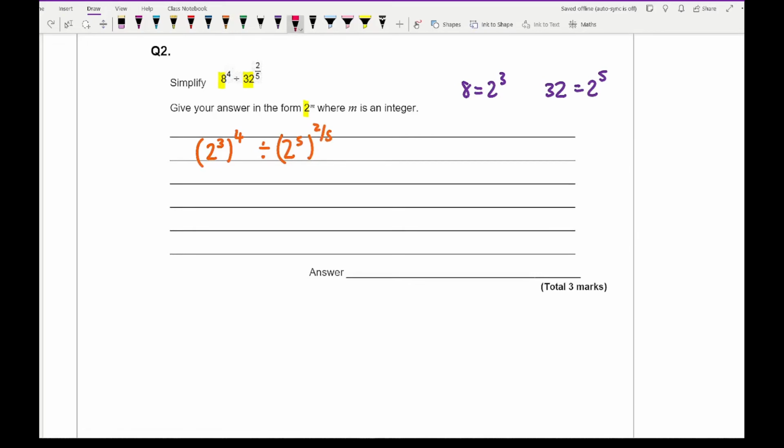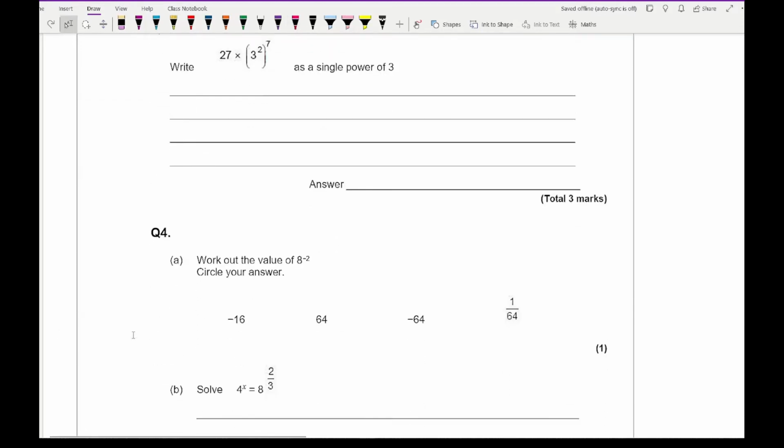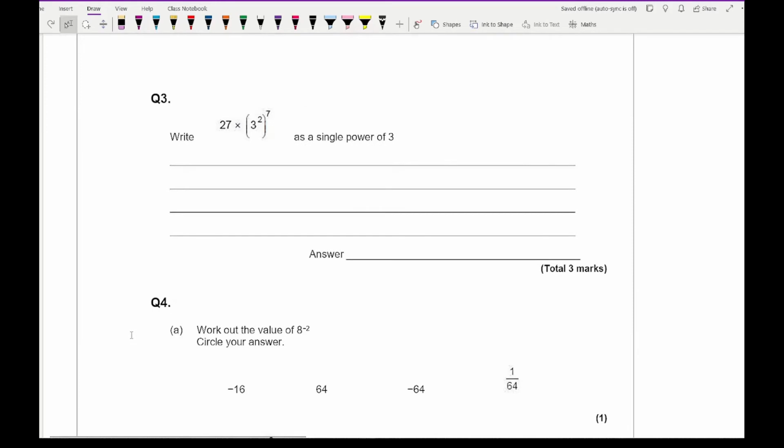Now because I've got brackets, I want to multiply out the powers, so that becomes 2 to the power of 12 divided by, now 5 times 2/5, if I change that into a fraction, 5 times 2 is 10, over 5 is 2 to the power of 2. And then when I'm dividing, I take away the powers, which leaves me with an answer of 2 to the power of 10.